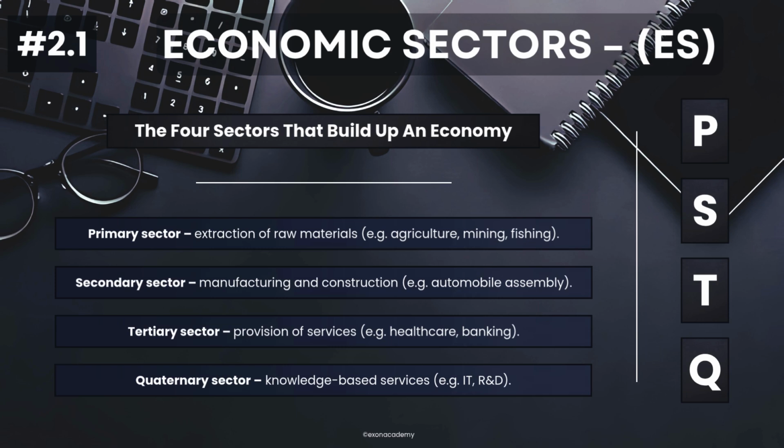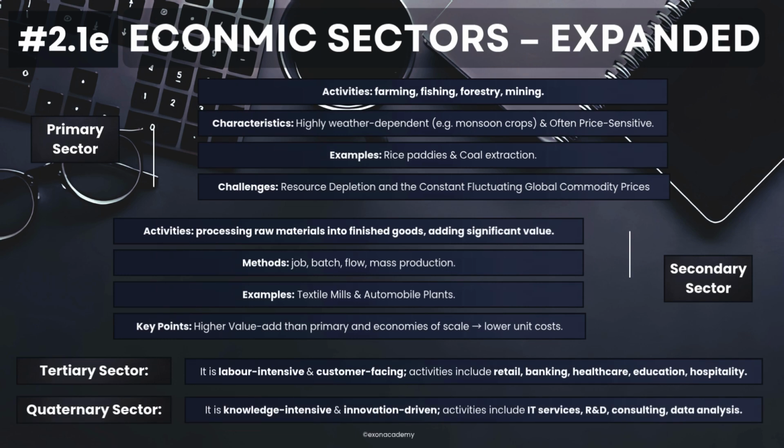The quaternary sector handles knowledge work. Examples include software developers writing code, researchers in labs discovering new treatments, and consultants analyzing data. These sectors, however, do depend on one another. A car factory needs steel from mines, hires mechanics and logistics firms, and then invests in research to improve future models. The primary sector is all about nature's resources, like farming, fishing, forestry, and mining.